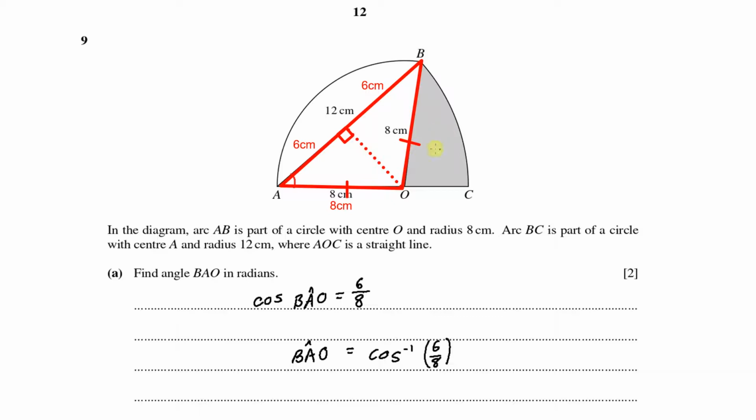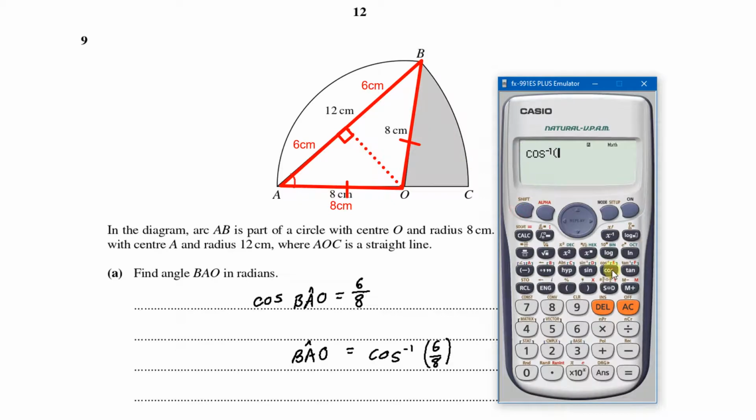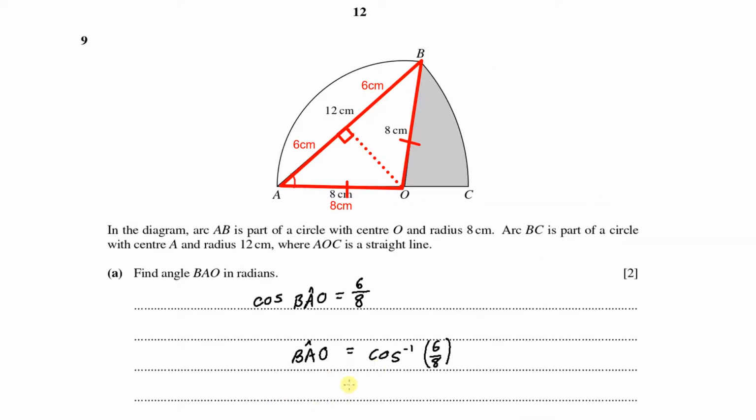So let's type that in. So that's shift cos, and that's 6/8. And here we get to three significant figures, 0.723. So we have our answer as 0.723. That's what we get.